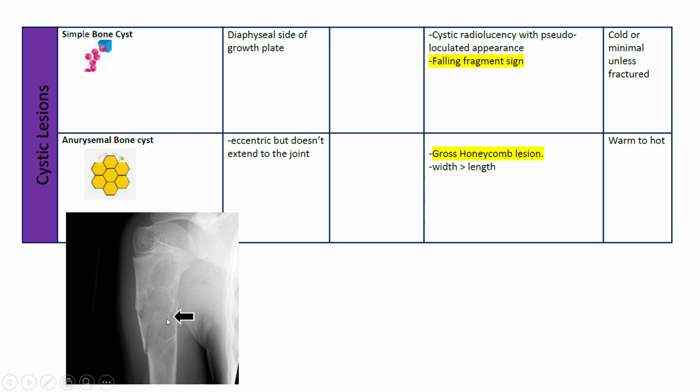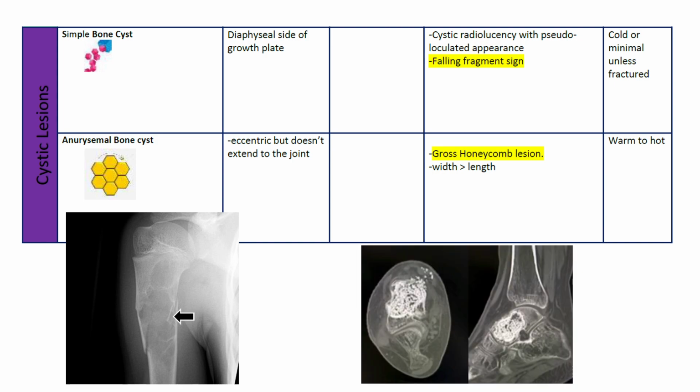Lastly, we have aneurysmal bone cyst. It's usually eccentric, but it doesn't extend to the joint. Most importantly, the bone scan will be opposite to simple bone cyst. It's usually warm to hot, and the most characteristic lesion is a cross honeycomb lesion affecting the bone. And as you can see here in the CT, usually the width is larger than the length.